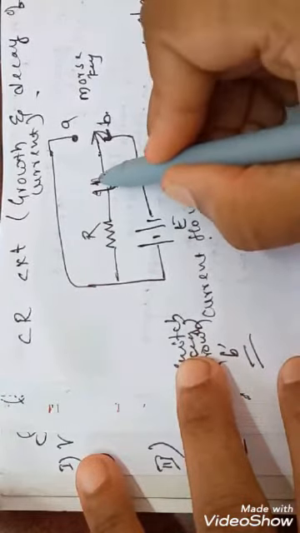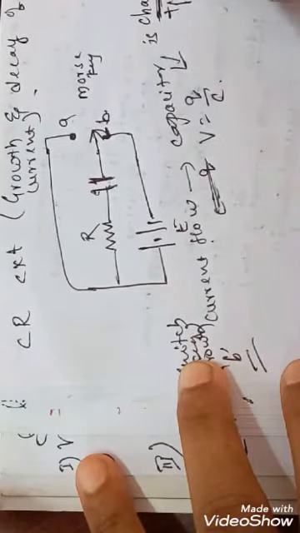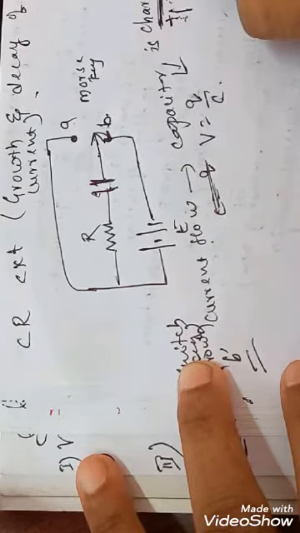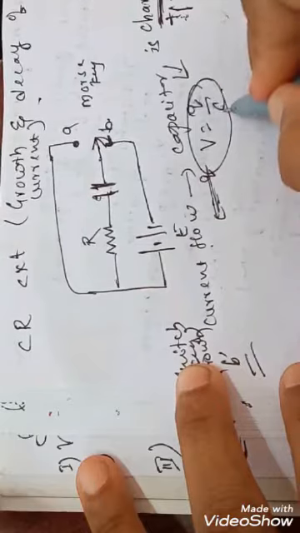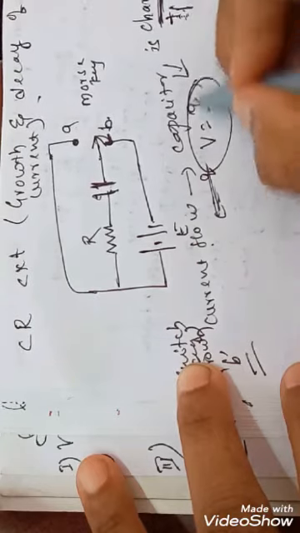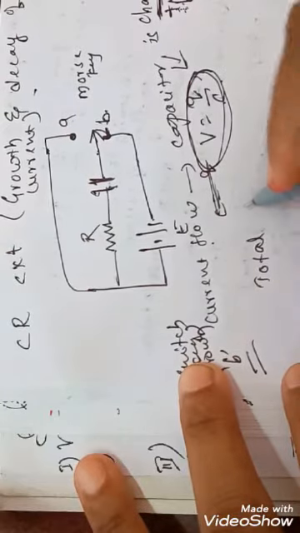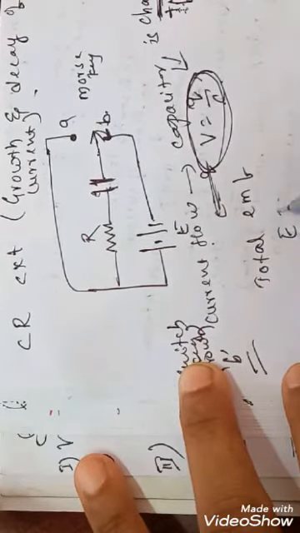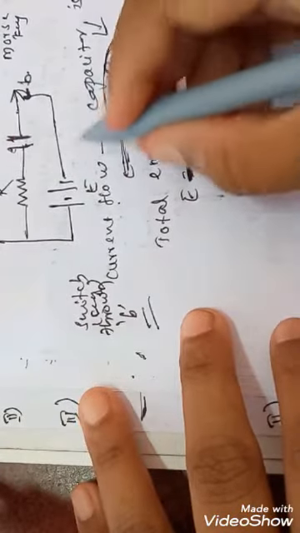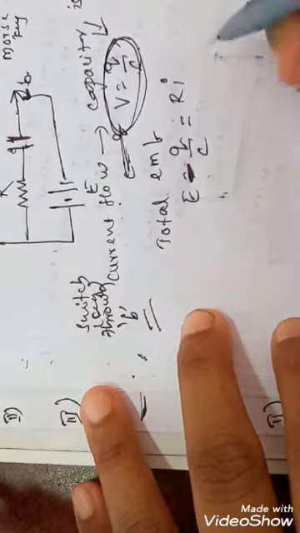Now after charging, what happens? One plate will become positive, the other negative. A potential difference is created between the plates of the capacitor. That potential difference is equal to Q by C. So now the total EMF in a CR circuit becomes E due to the external source, minus Q by C, since it opposes the current. According to Ohm's law, it will be equal to Ri.